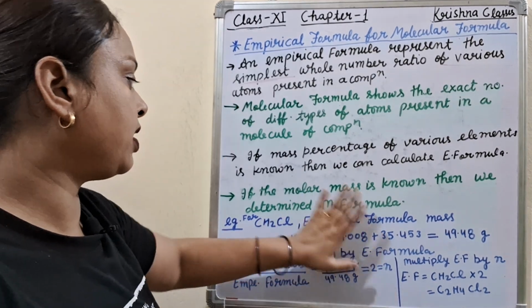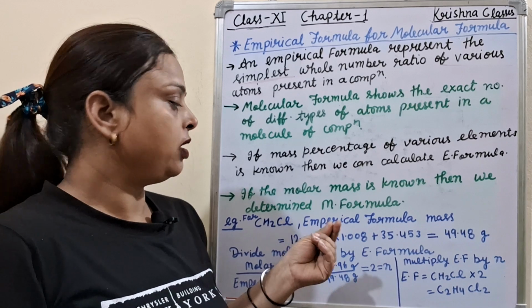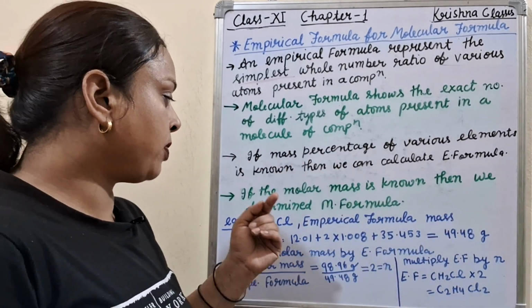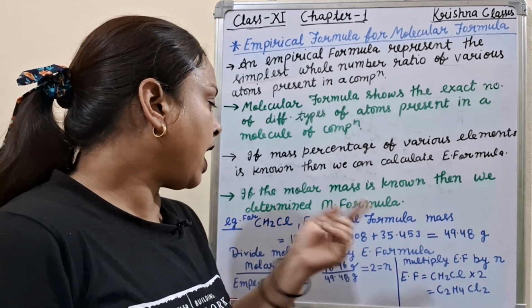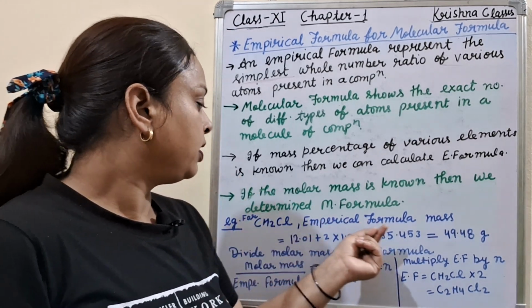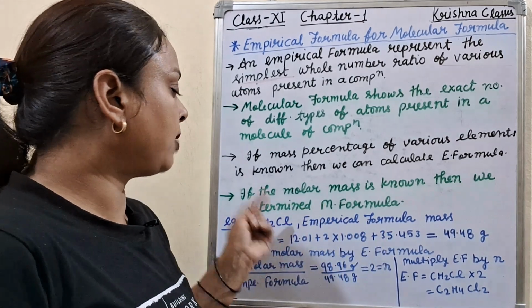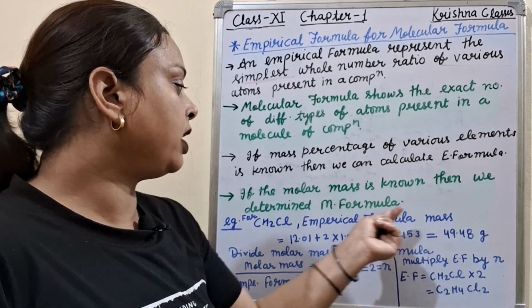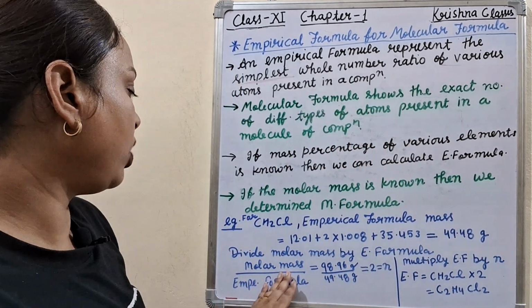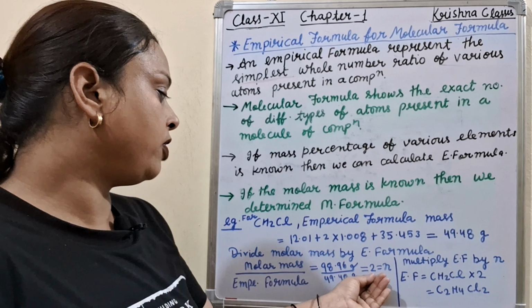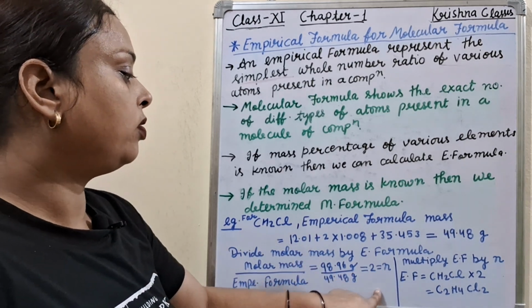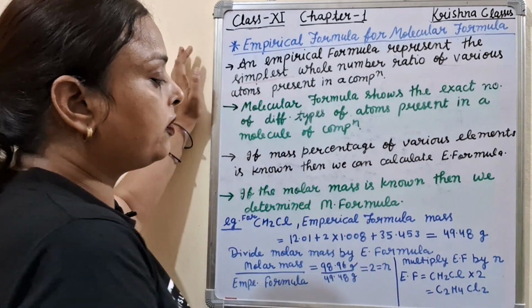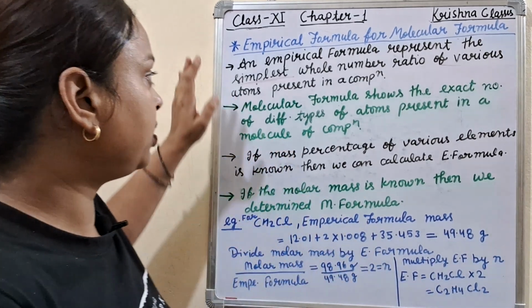I repeat again, what is the example? For CH2Cl, we write the empirical formula mass. First we write the carbon mass, then 2 multiplied by the hydrogen mass because here 2 hydrogens are present. Then adding the mass of chlorine, we find 49.48 gram. This is the empirical formula mass. When the molar mass is divided by the empirical formula mass, we find 2. Then this 2 is multiplied by the empirical formula and we find C2H4Cl2. So this is today's topic.